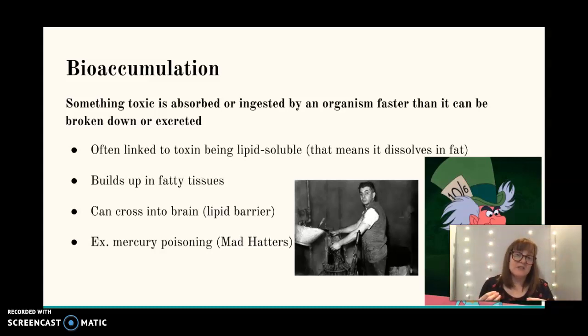Now, Mad Hatter's disease comes from the absorption of the chemicals, and it came from the people who were making the hats. So the felting process of making the felt hats actually contained mercury in one of the steps of it, and that is where they would get that accumulation of the mercury and they would go mad.